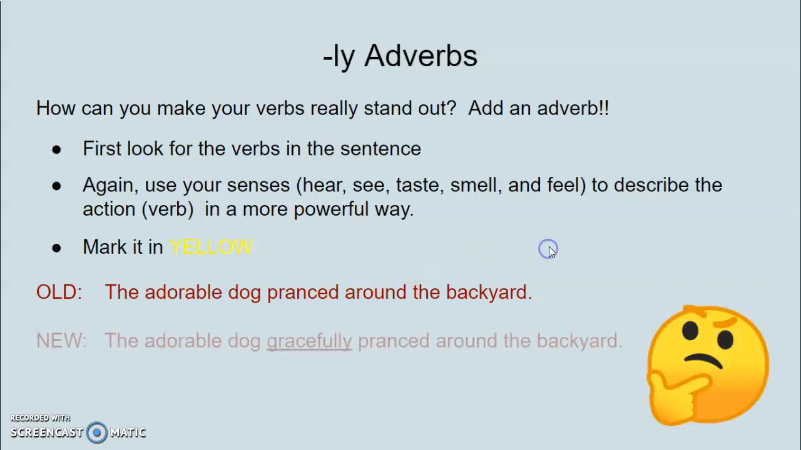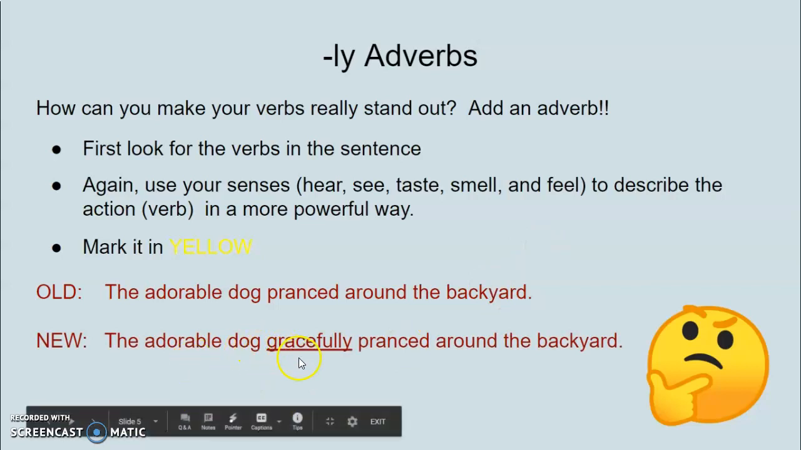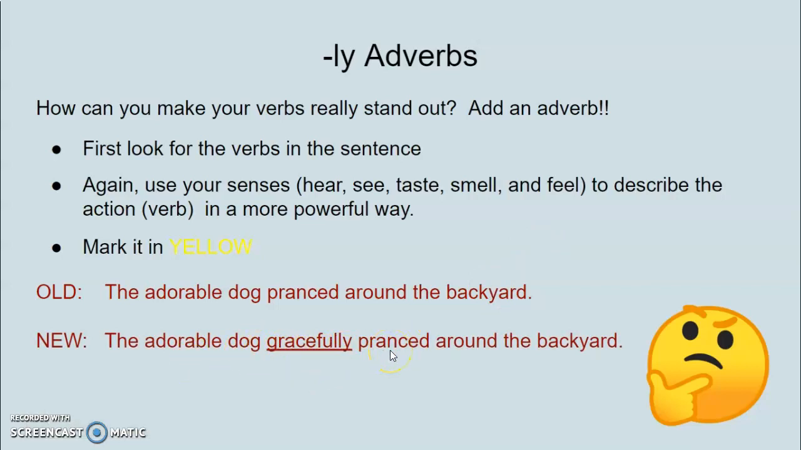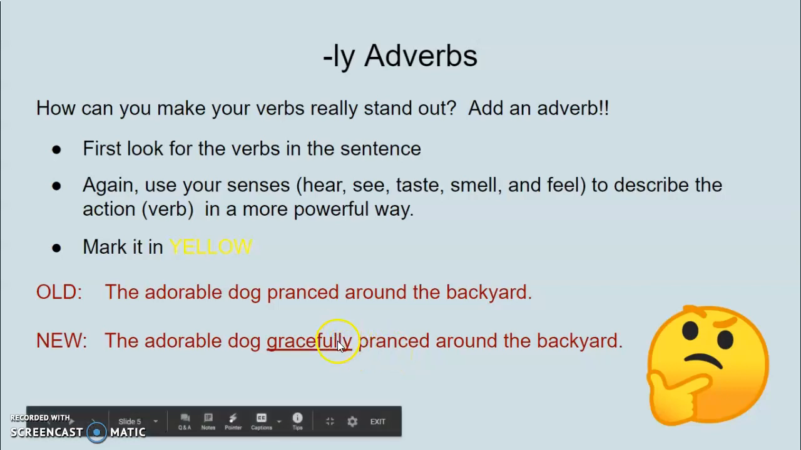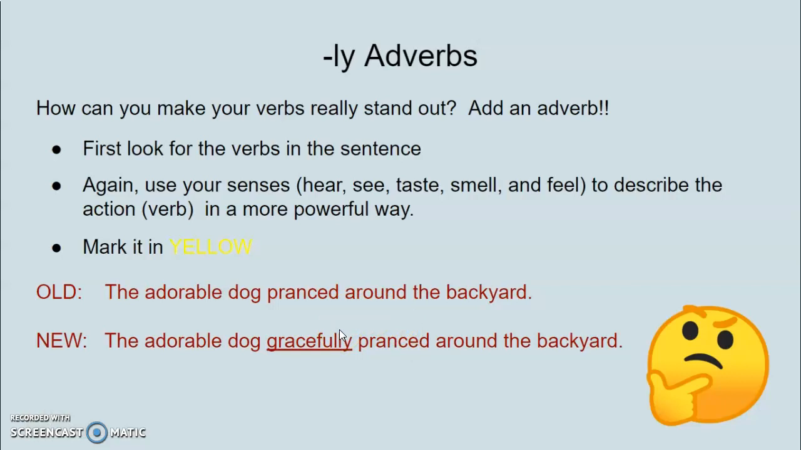The adorable dog gracefully pranced around the backyard. There's my ly adverb, gracefully. It's answering the question, how did they prance around the backyard? So you could always use the question like we did when we learned adverbs a few weeks back. You can ask yourself the question, how or when did that verb take place? Okay, but remember it's an ly adverb that we're looking to add into our writing.